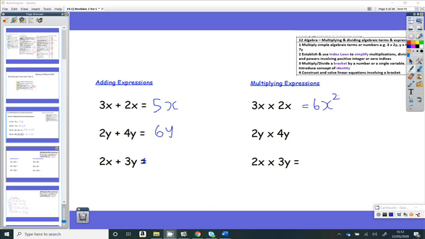So 6x squared. Similarly with the second one, think of it as 2 times 4 is 8, and y times y is y squared. And then with the third one, 2 times 3 is 6, and x times y is just xy.